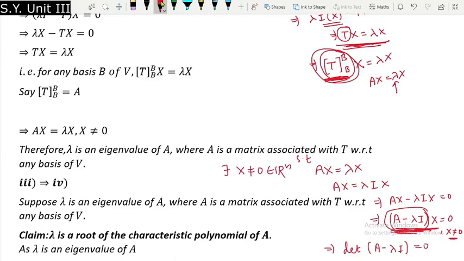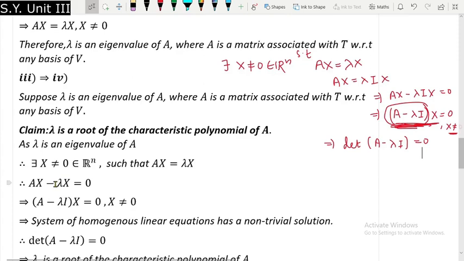And what does it imply? This implies that lambda is a root of the characteristic polynomial of A, and that is what we wanted to prove. Let us go through the proof.